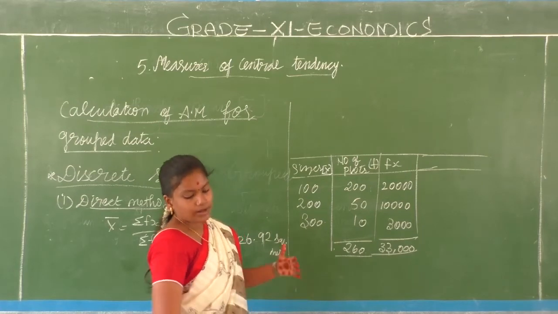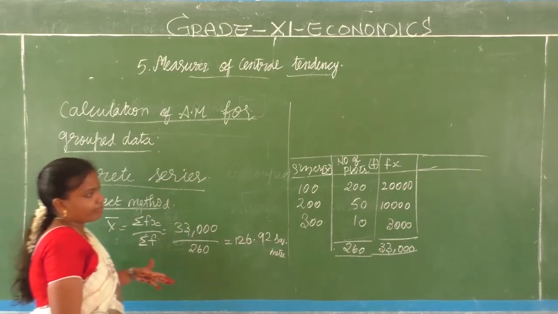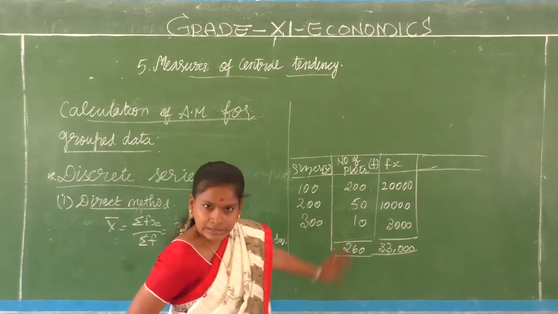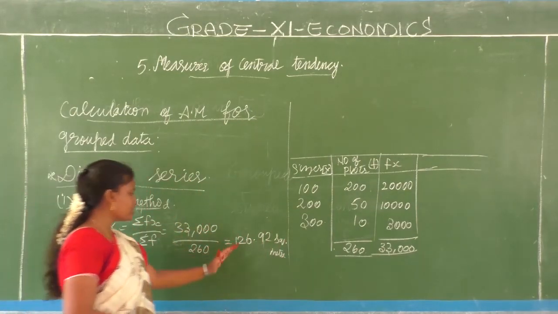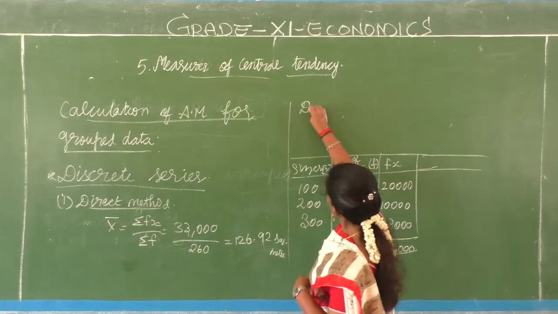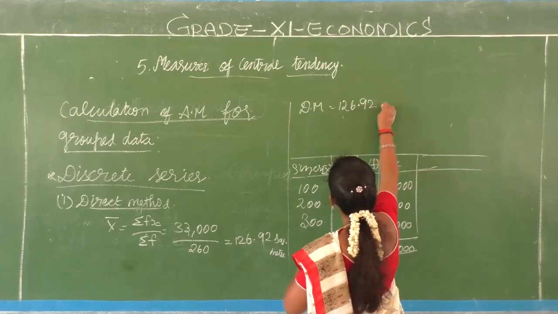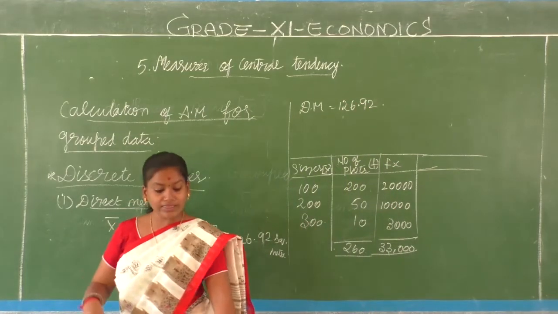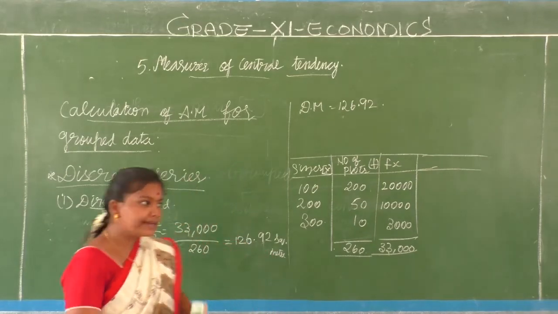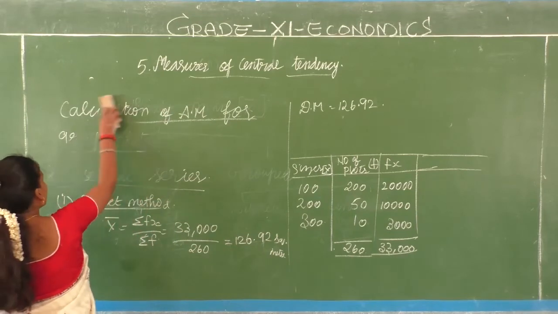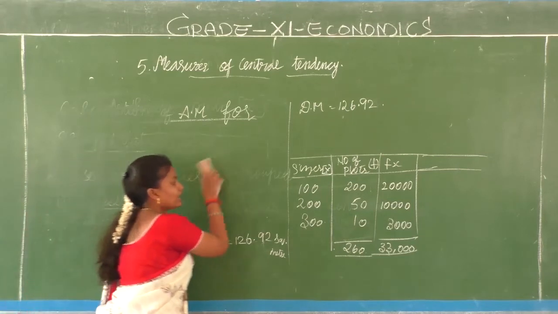Right, children? What are we going to do next? We are going to go with the second method, the assumed mean method. But instead of cleaning this side, I'm going to change this particular thing here. What is the answer that we have got in the direct method, children? 126.92. We are going to verify whether we get the same answer in all three methods. Yes, we are going to calculate it in all three methods. We are not only going to discuss the formulas, but we are going to do the calculations too.